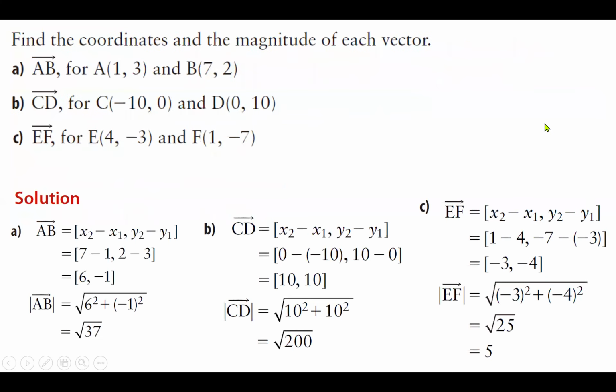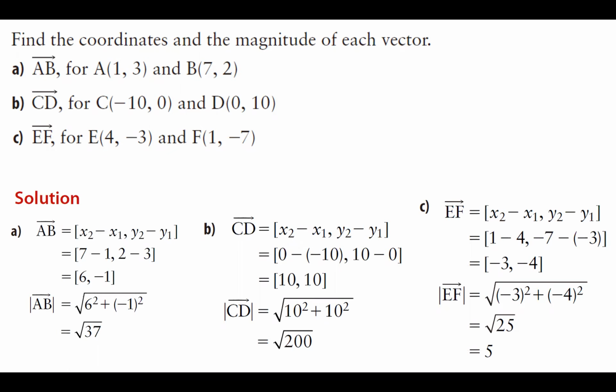Question 1, we know that vector AB is x2 minus x1, y2 minus y1, right? So x1, y1 is the starting point. x2, y2 is the terminal point. Therefore, vector AB is 1 minus 7, 2 minus 3. So the Cartesian form of vector AB is 6, negative 1.